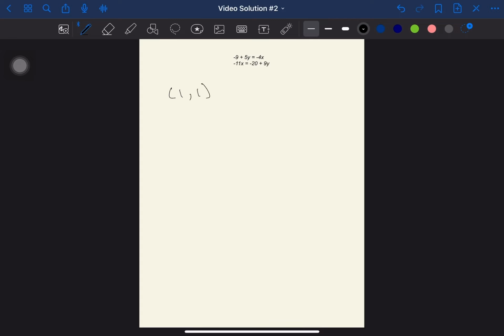So now to double check our work, we can plug the numbers we got into both equations, and if they both are correct, then we know that we have the correct solution. So we have -9 plus 5 times 1, because our y is 1, is equal to -4 times 1, because our x is 1. So now we just solve normally. It's -9 plus 5 is equal to -4. -9 plus 5 is -4. So -4 is equal to -4, and that is correct. So it is right for the first one.